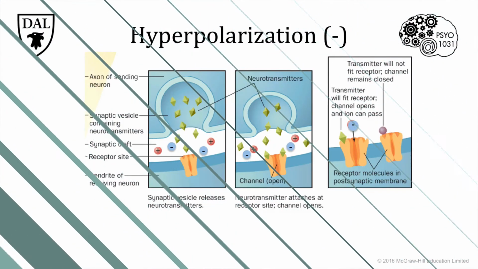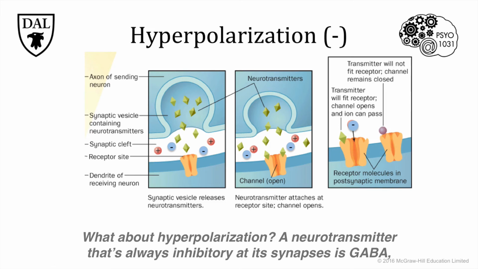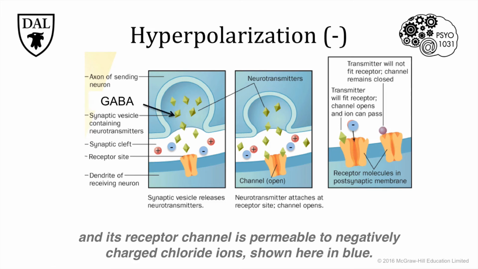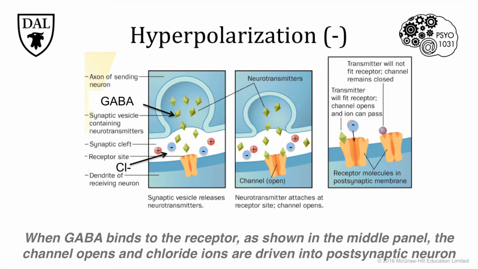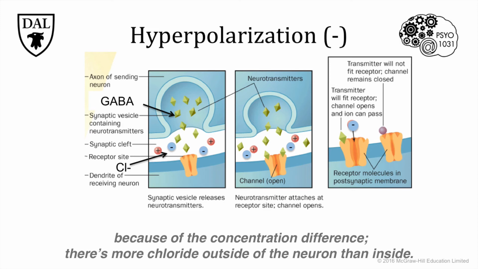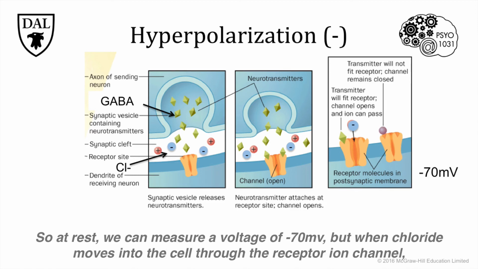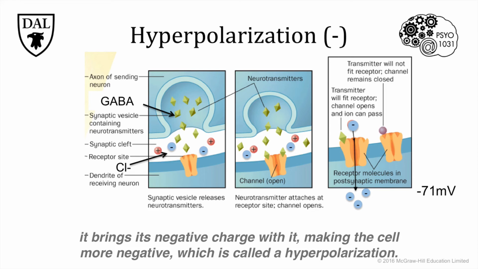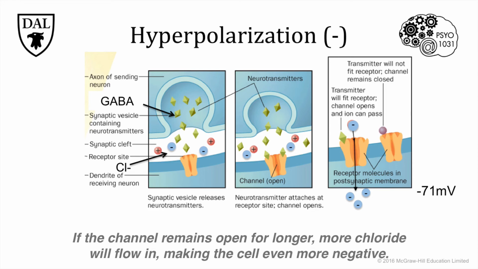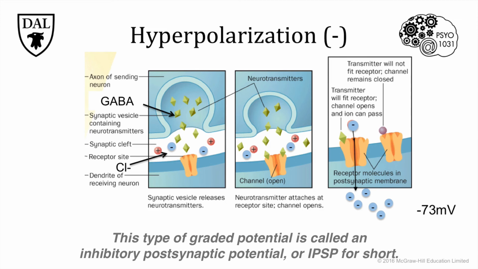What about hyperpolarization? A neurotransmitter that's always inhibitory at its synapses is GABA, and its receptor channel is permeable to negatively charged chloride ions, shown here in blue. When GABA binds to the receptor, as shown in the middle panel, the channel opens and chloride ions are driven into the postsynaptic neuron because of the concentration difference. There's more chloride outside of the neuron than inside. So at rest, we can measure a voltage of minus 70 millivolts, but when chloride moves into the cell through the receptor ion channel, it brings its negative charge with it, making the cell more negative, which is called a hyperpolarization. If the channel remains open for longer, more chloride will flow in, making the cell even more negative. This type of graded potential is called an inhibitory postsynaptic potential, or IPSP for short.